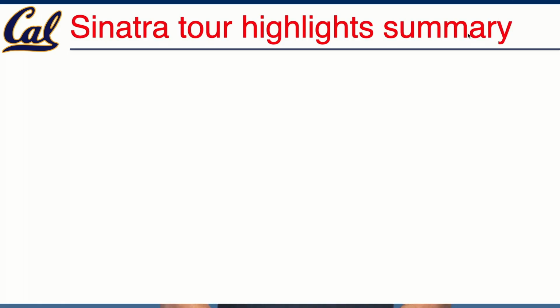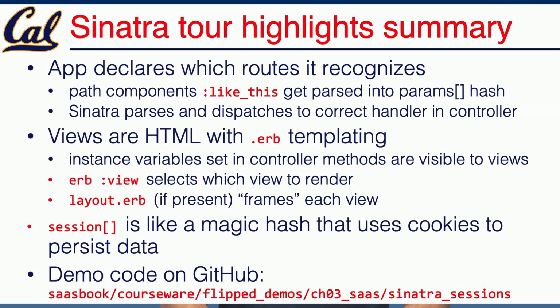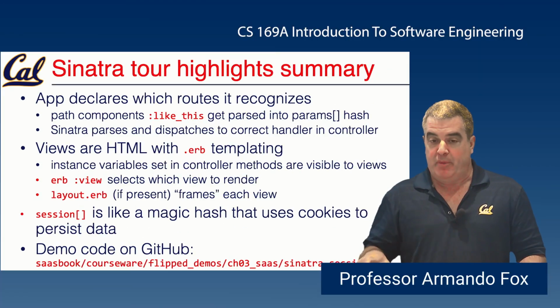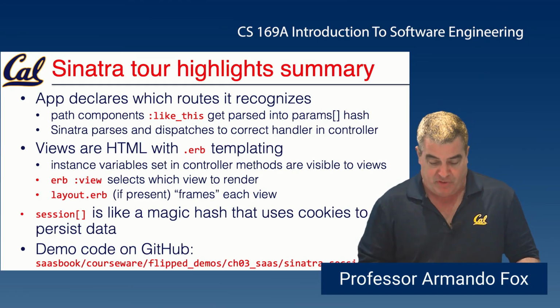So what are some highlights of this sort of very abbreviated tour of the Sinatra framework? A Sinatra app basically just declares explicitly which routes it recognizes. It's got Sinatra methods like get and post and put that match a URL that might have some colons in it, some tokens that will be parsed out into this quasi-magical hash called params. Sinatra will parse the route. It'll try to match it to a block of code in your app.rb. It will populate params with any of the wildcards that match the URL.